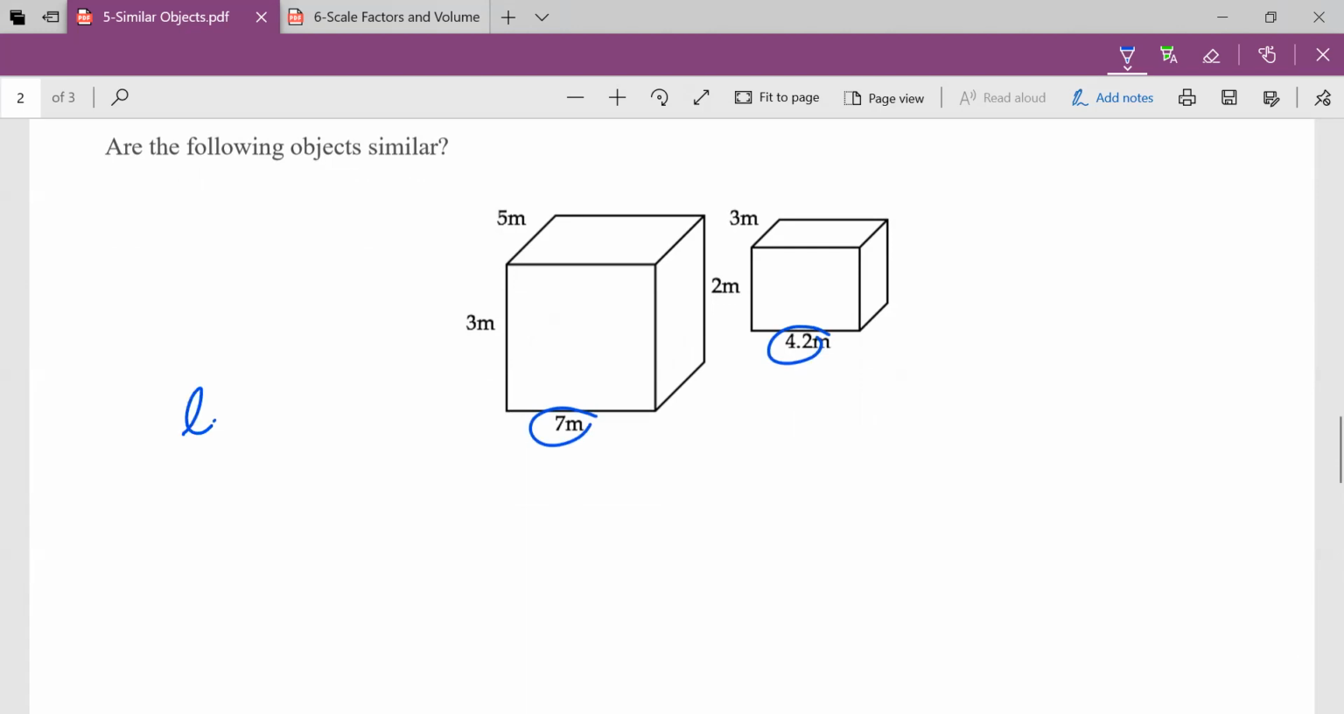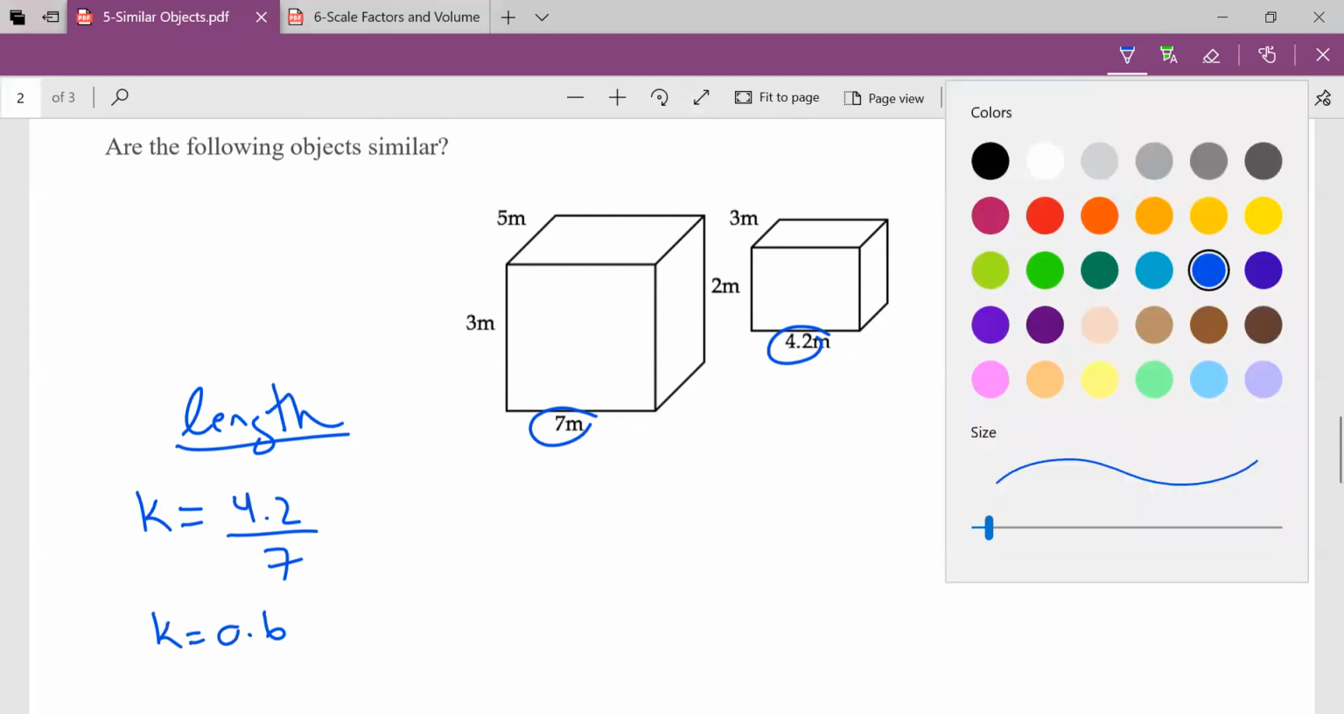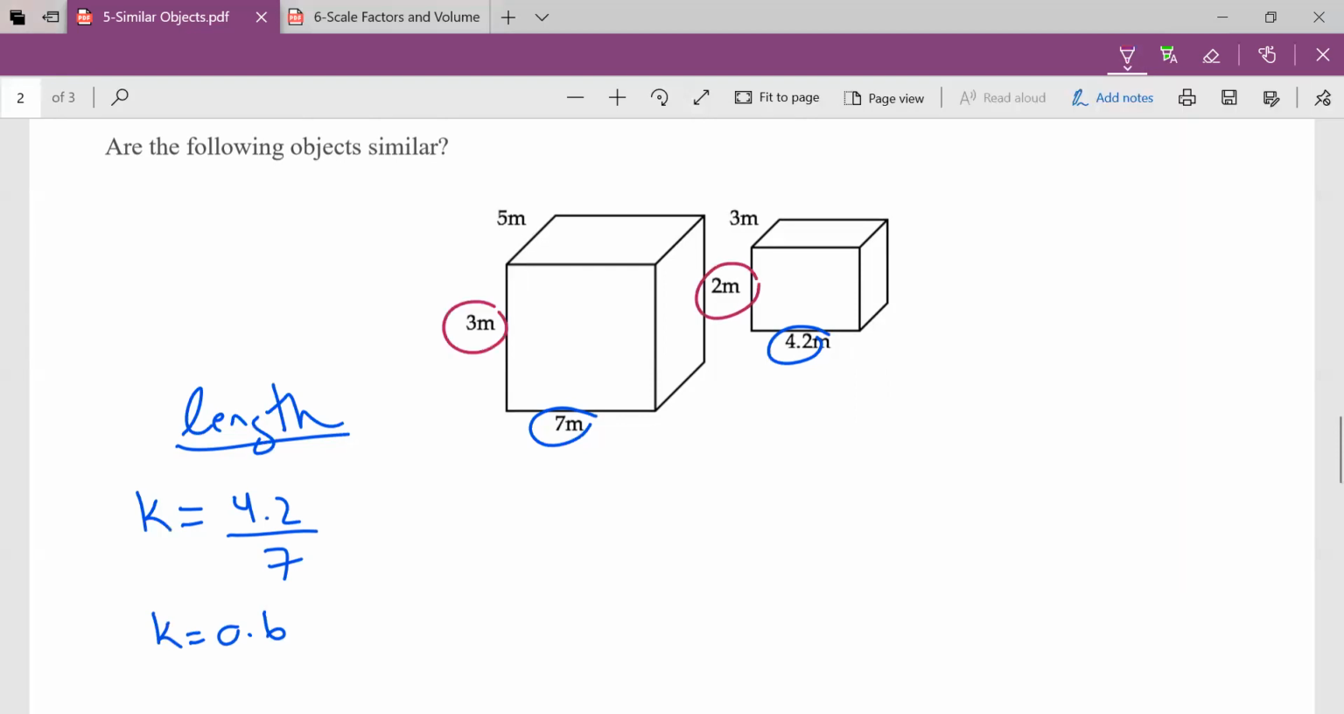So I'm going to check my length, and communicate that I'm checking the length. I go new divided by old. When I do that, I get a scale factor of 0.6. Now I'll check the height. I said width, but that's the height. You can tell I'm sick. So new divided by old. As soon as I punch that in my calculator, I see that's 0.666666 repeating, right?